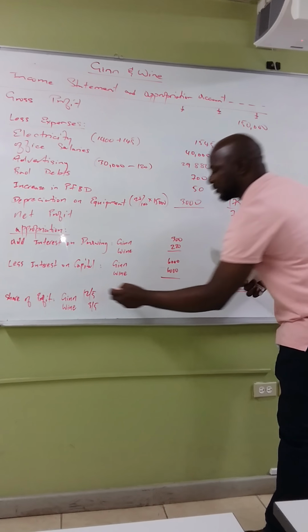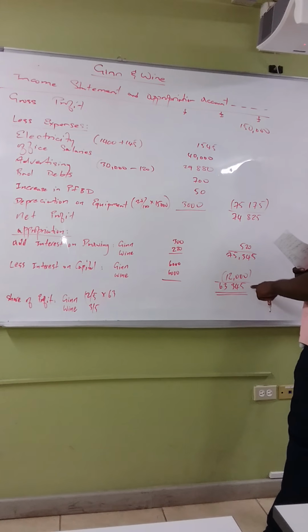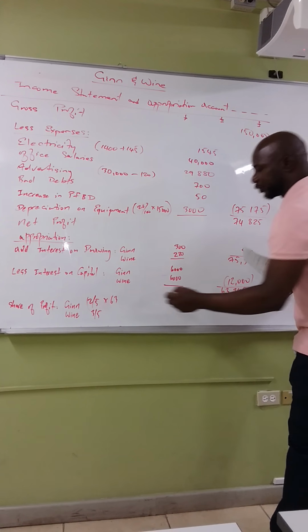So what are you finding? You're finding 2/5 of the profit. Remember the profit after appropriation was 63,345.